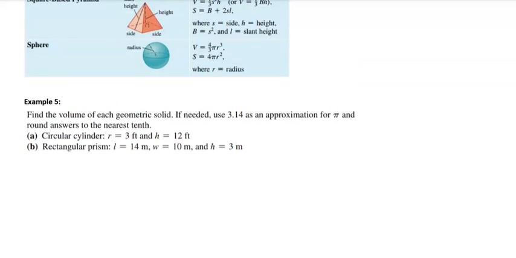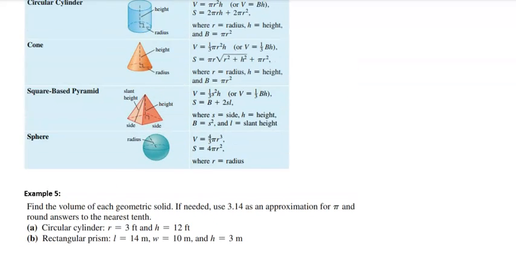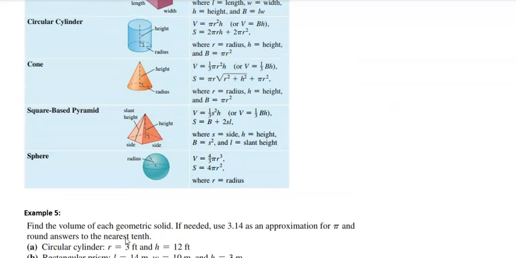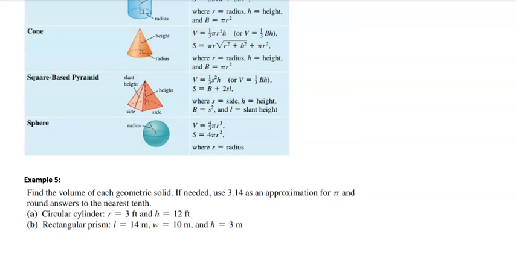Okay, so the first one is a circular cylinder. So we need to go find, and we're looking for volume, not surface area right now. So we're looking for volume of a circular cylinder. A circular cylinder looks like this. It's got a radius, it's got a flat bottom and a flat top, just like a can. So think about a can. And there's a height. So the volume is going to be pi times the radius of the bottom or top squared times the height.